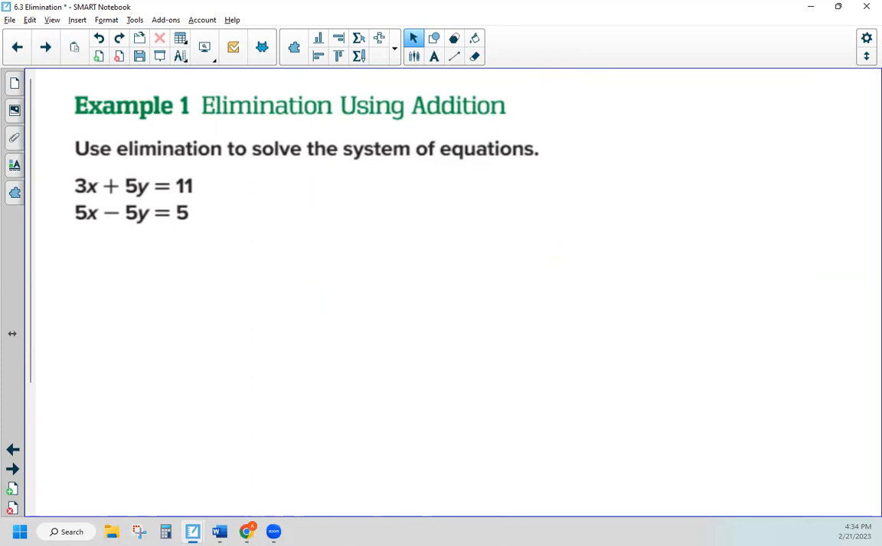Here we go. Use elimination to solve the system of equations. So what is this method you speak of, Carreño? You have not taught anything at all. You just said we know 2 methods and we're about to learn 1.